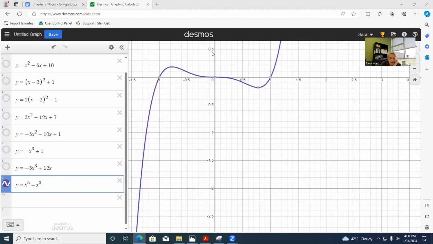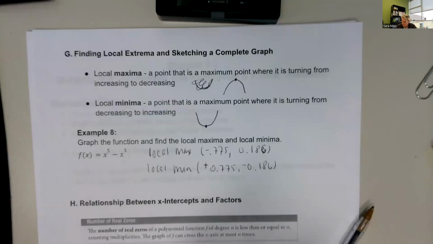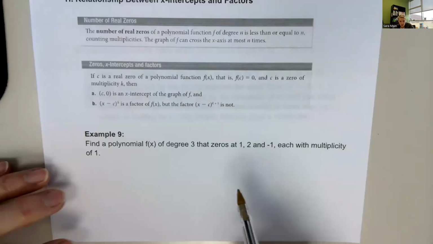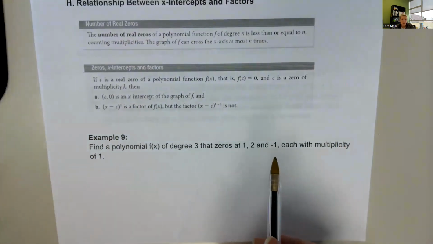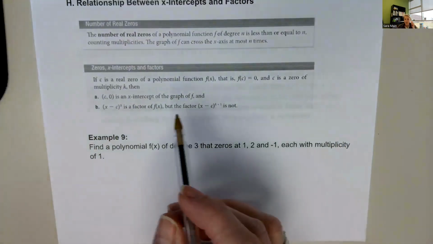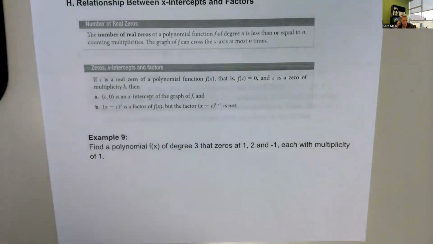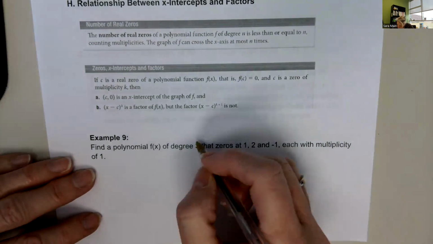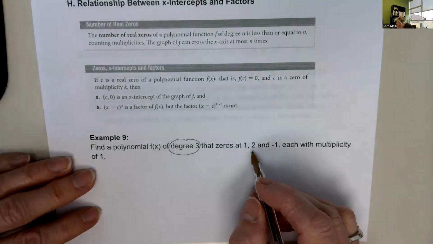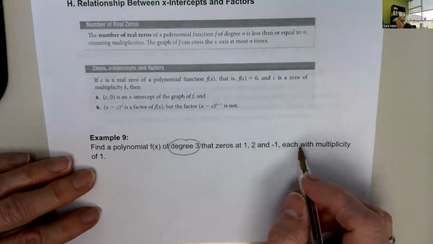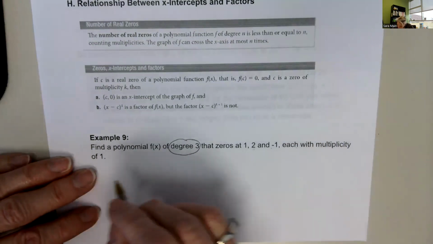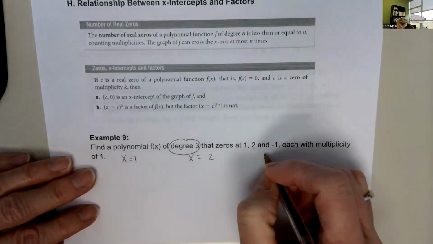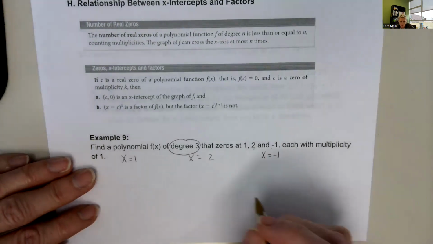The last topic of this lesson about polynomials is, if you were given factors and their degree and multiplicity, could you create a function and work backwards like we did at the end of 3.1? So it says, find the polynomial of degree 3. So the highest degree has to be 3. And we have zeros at 1, 2, and negative 1, and each has a multiplicity of 1.